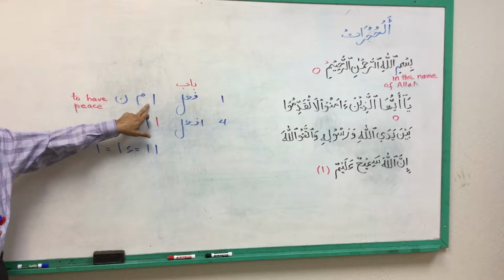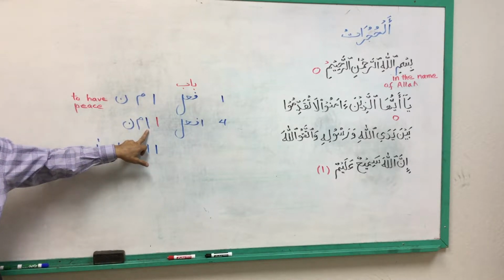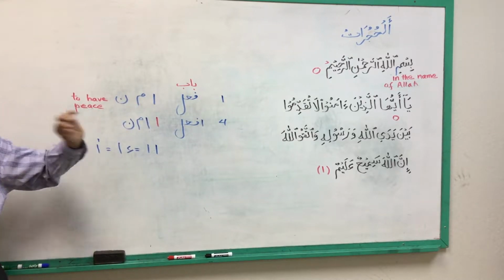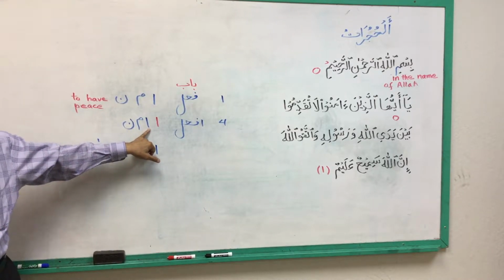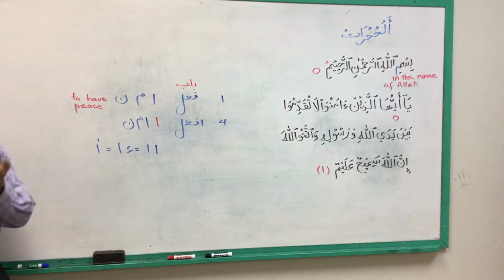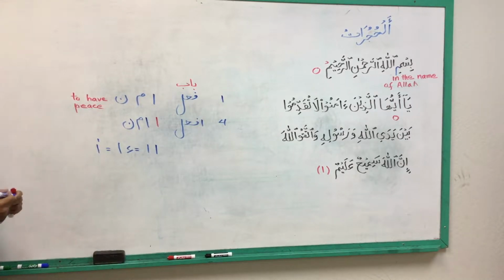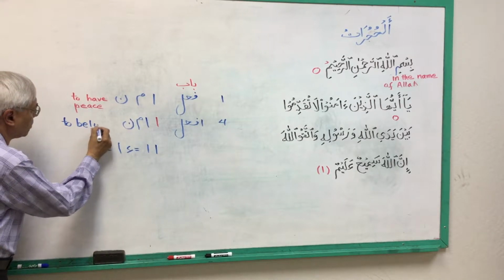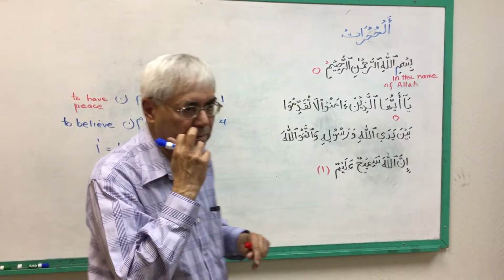Okay, so let's sound this thing. This is amana. This is amana. There's only 1 alif here, so the sound is amana, a short sound. Here are 2 alifs, so this sound is amana, stretched. A very subtle difference. Amana, amana. Amana means to have peace. Amana means to believe. The meaning changed completely.